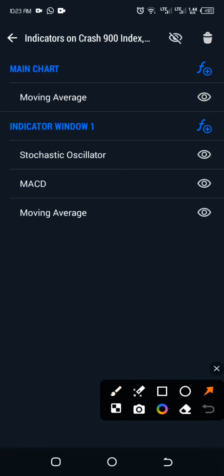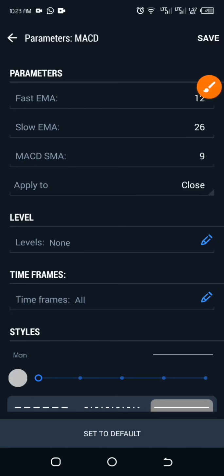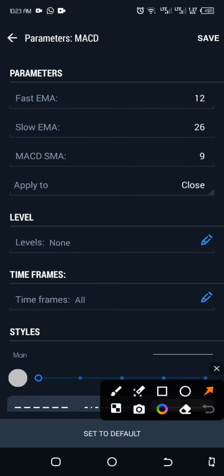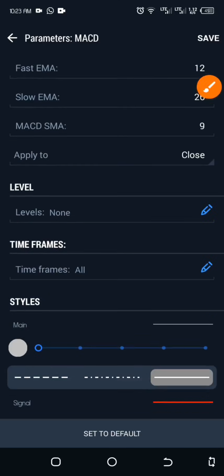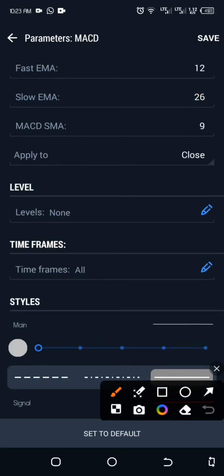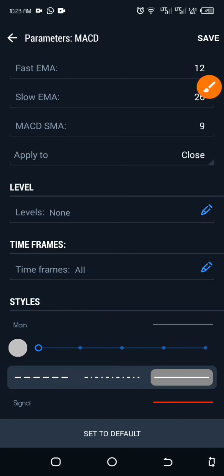Now once you add the stochastic oscillator, it's going to be on your indicator window 1. Now the next indicator is the MACD, and the way I add this again, we click on this indicator window 1 F plus, we search for MACD, and this is the parameter. Now this parameter has to be as MACD default. What we need to change is the style. Use any style of your choice and click on save. So that is the settings for the MACD.